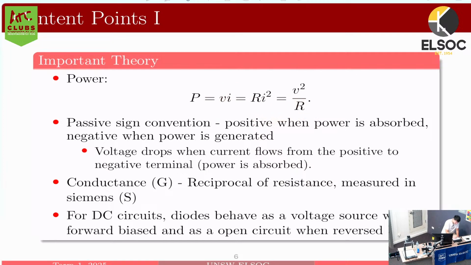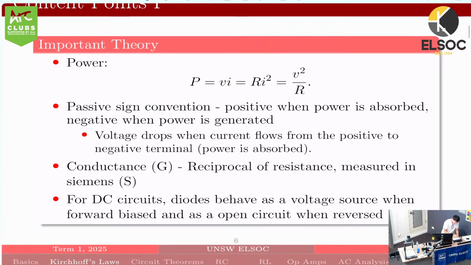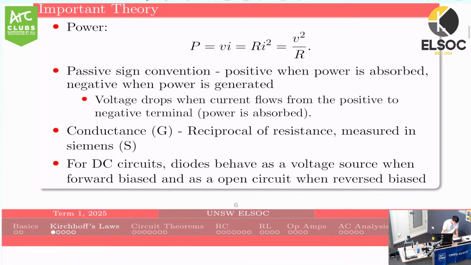Just one quick note about power. When you're finding the power absorbed by resistors, you can use any of these equations here. But when you're finding the power generated by a source, you can only use this first one here. Okay. The passive sign convention: just remember, if current is going through the positive side of an element to the negative side, then power is absorbed, and the other way around, if current flows to the negative side first, to the positive, then power is being generated.